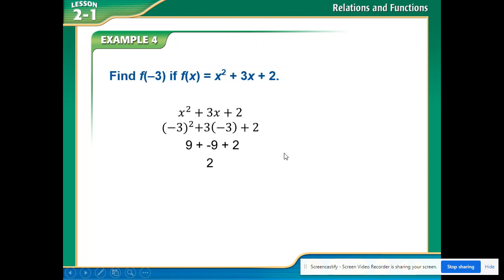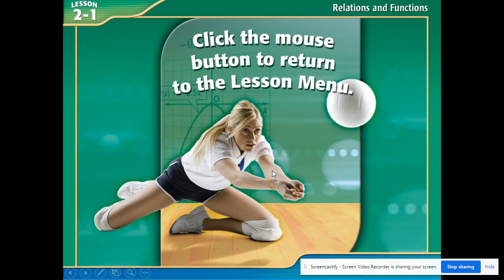One last one. Here's a little bit longer. We have 2 different x's. Okay, so we're going to put in -3 twice. We're going to put it in for the x squared and the x over here. Notice the parentheses I used just to kind of make sure I have them. So -3 squared is +9. 3 times -3 is -9 plus 2. The 9's cancel, leaving me just 2, and our answer is 2.